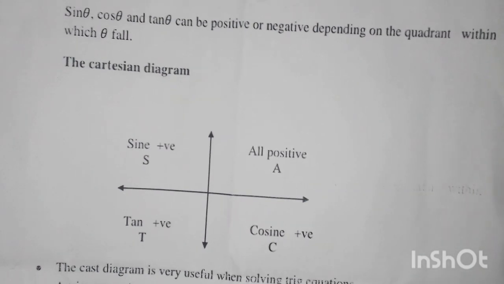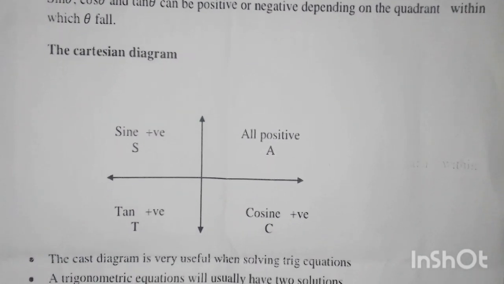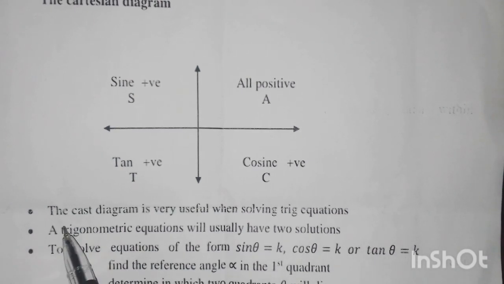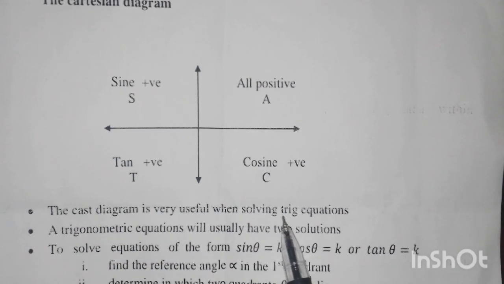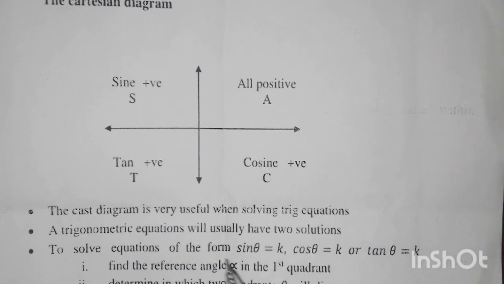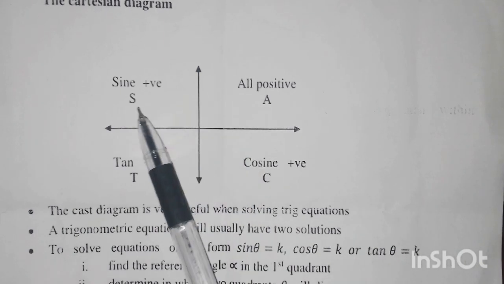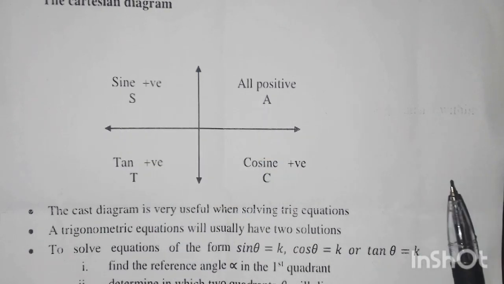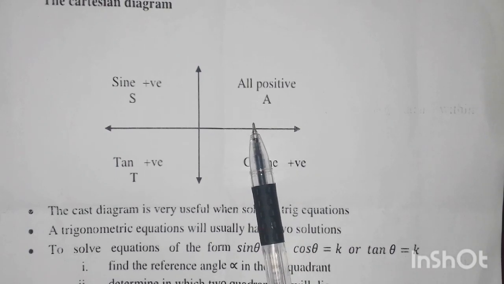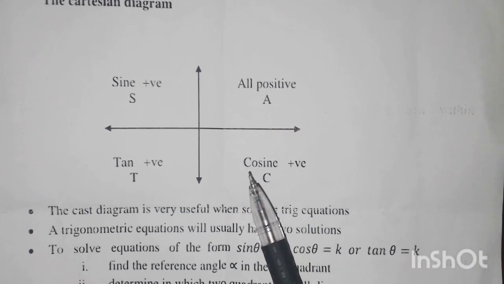Going further, the Cartesian diagram is very useful when solving trig equations. Why? Because a trigonometric equation usually has two solutions, so the equation can fall in two quadrants. One will come from the first quadrant, which is the all positive quadrant.